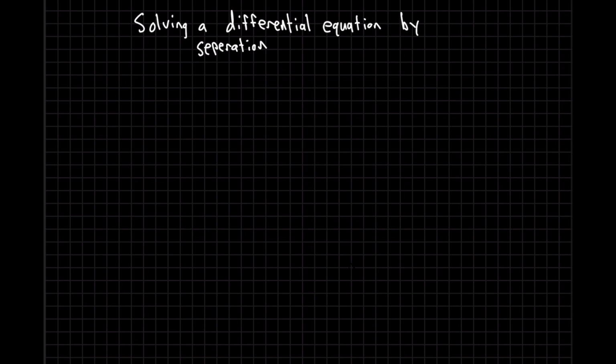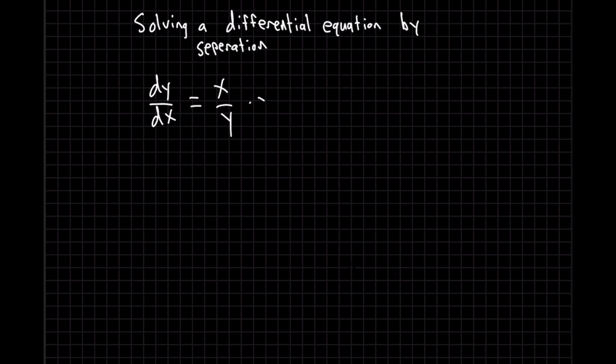In the following video, let's take a look at solving differential equations by separation. So let's look at the differential equation dy/dx is equal to x over y. Separation is possible when you can put all of the x variables on one side and all of the y variables on one side. This is a very simple example.